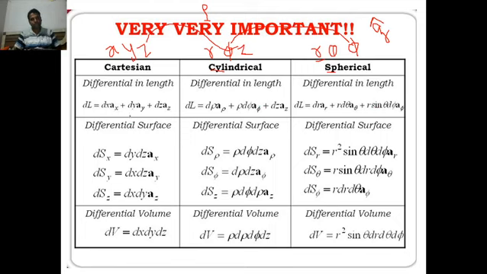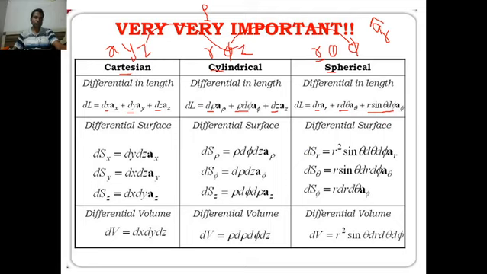Okay, so the three differential lengths in the Cartesian system are dx, dy, dz. In the cylindrical system they are dr, or it is also called d rho. No problem, you can use r or rho, one and the same thing. Those three differential lengths in the cylindrical system are dr, r d phi and dz. In the spherical coordinate system, dr, r d theta, r sin theta d phi. So these are the three differential lengths in the three coordinate systems.